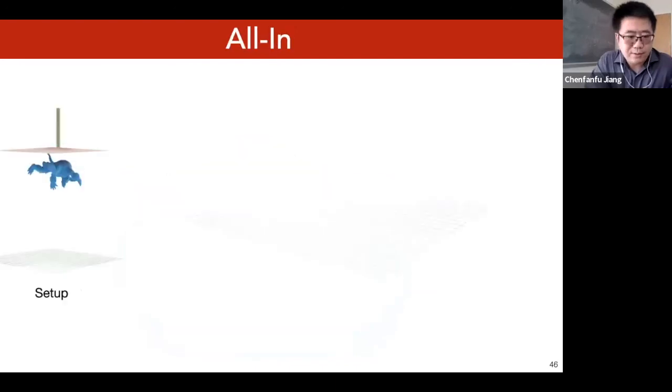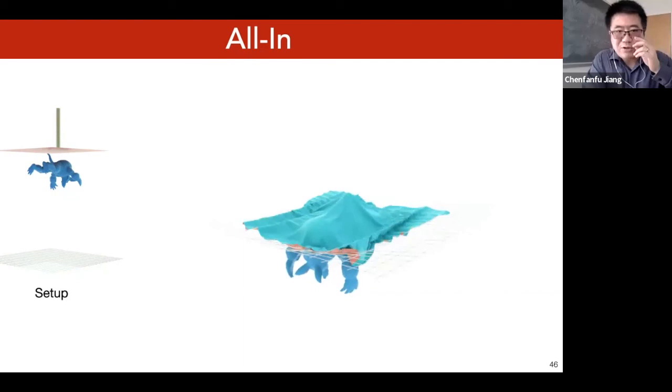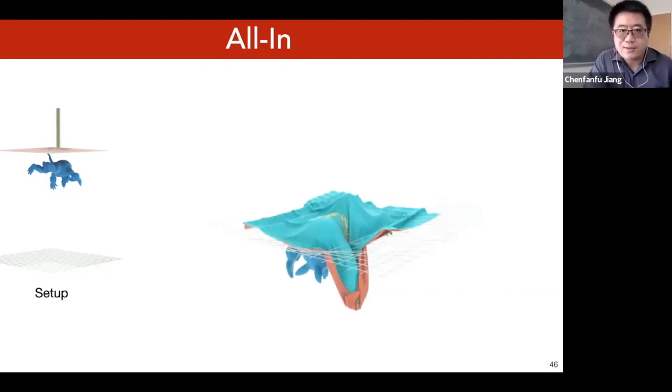And finally, we put everything together. Here at the bottom, we create a net formed by discrete rods, and we drop a volumetric body and a cloth and some sand particles.